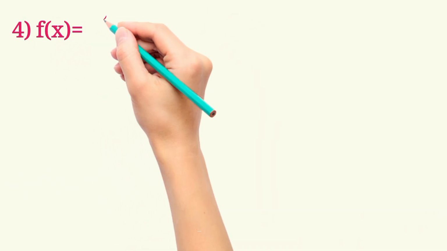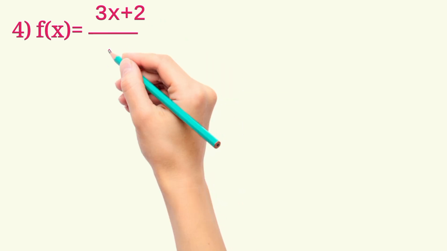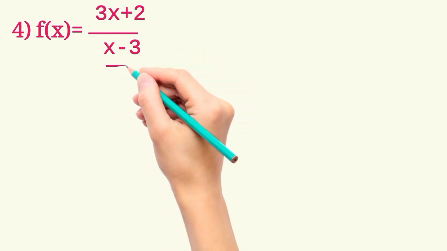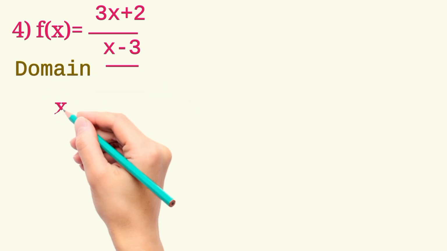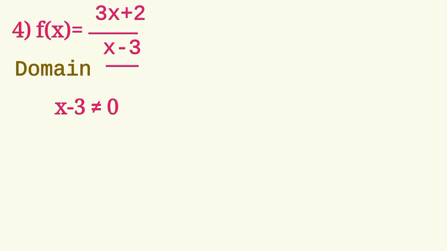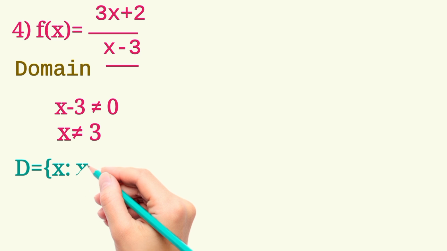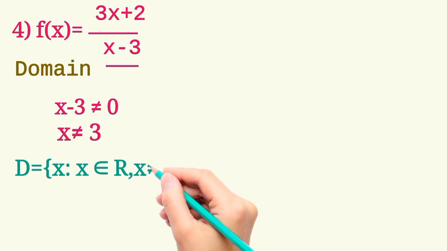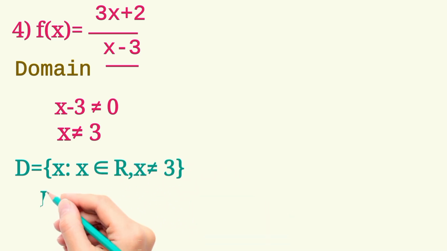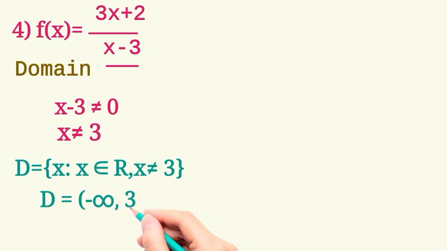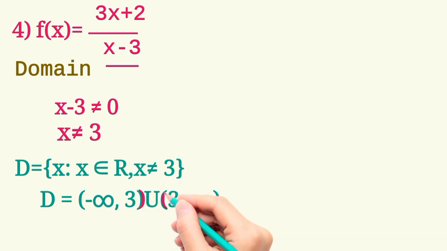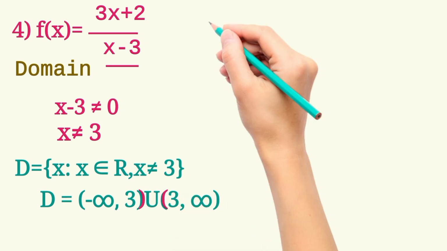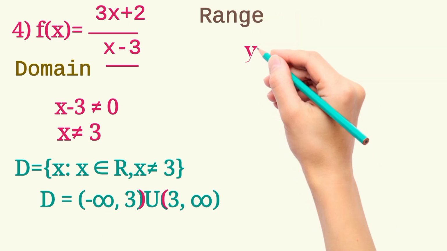Now let us take the fourth question, which is f(x) is equal to 3x plus 2 divided by x minus 3. Here we have x minus 3 in denominator. So for domain, denominator should not be equal to 0. So x minus 3 should not be equal to 0. That is, x should not be equal to 3. So domain is x is such that x belongs to R, where x is not equal to 3, or domain is equal to minus infinity to 3 union 3 to infinity, where this bracket means that 3 is not included in the domain.